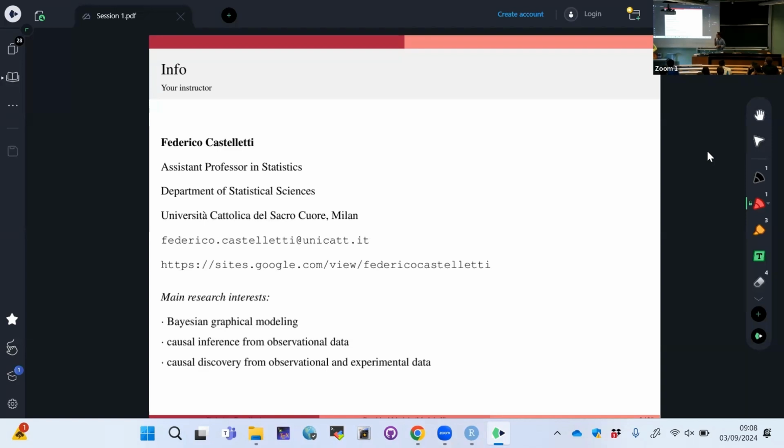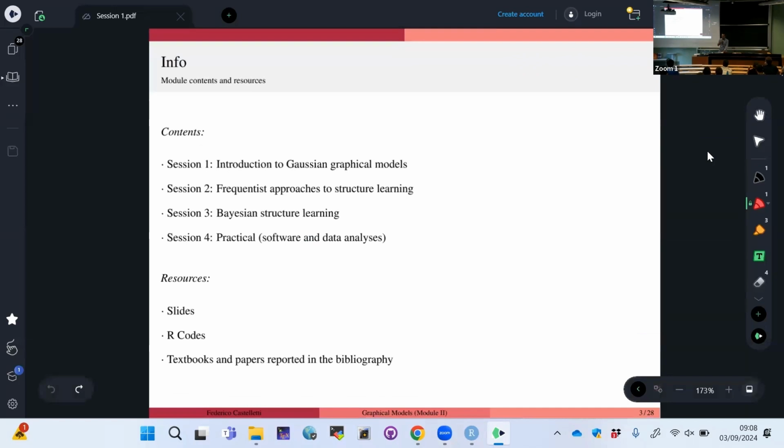And besides this, I also do research on causal inference, still using graphical models as a framework, and even causal discovery from, let's say, mixtures of observational and experimental data, which are however topics which will not be covered throughout this course.